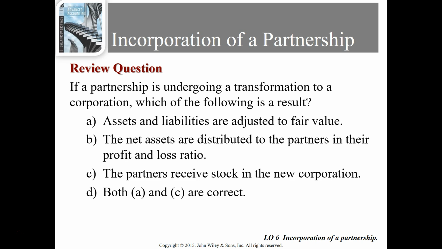Review question. If a partnership is undergoing a transformation to a corporation, which of the following is correct? Assets and liabilities are adjusted to fair value in choice A. Choice B, the net assets are distributed to the partners in their P&L ratio. C, the partners receive stock in the new corporation.